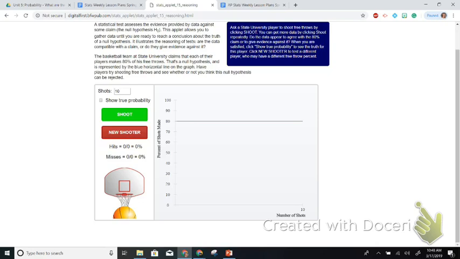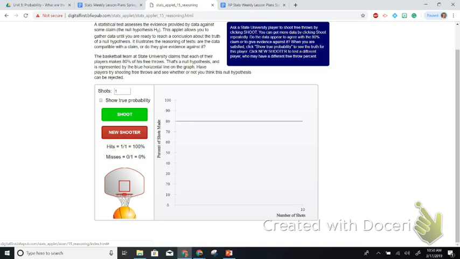In this applet, we have a basketball player who claims to make 80% of their free throws. What we're going to do is take a shot and see if in the long run that holds true. So we're going to shoot one basket. They made it. So at this point they make 100% of their free throws.